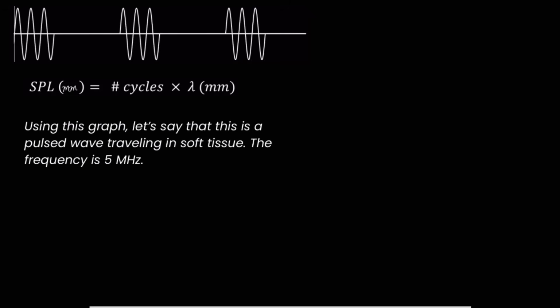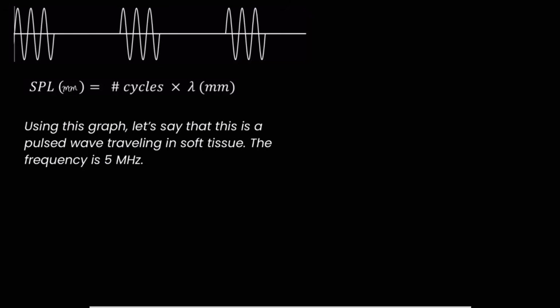This graph probably looks pretty familiar to the graph that we used for pulse duration, and in fact it is. It's another 5 megahertz frequency traveling in soft tissue, 3 cycles per pulse. This time though, we are going to calculate the distance of each pulse. So using our SPL formula, we see that it is number of cycles multiplied by the wavelength of the frequency.